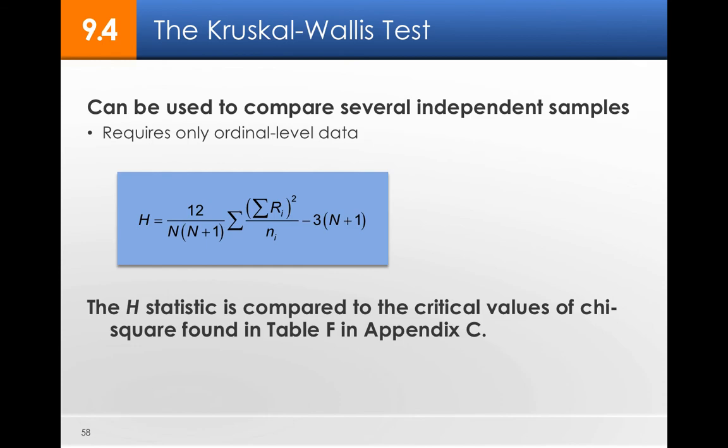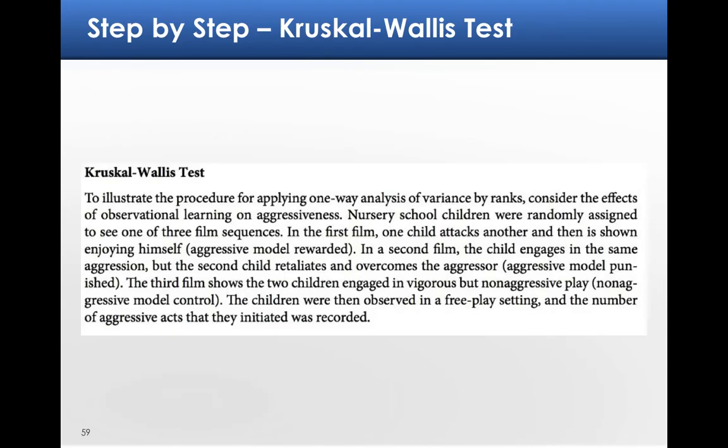Kruskal-Wallis can be used to compare several independent samples, ordinal level data, okay? And here's our formula, and we're going to use table F. Okay, so nursery school children are randomly assigned to see one of 3 film sequences. In the first, one child attacks another and then is shown enjoying himself. In the second, the child engages in the same behavior, but the second child retaliates and overcomes them. And in the third film, the 2 children engage in vigorous but not aggressive play. Okay, so then they observe the kids and they see how many aggressive acts they engage in after watching this.